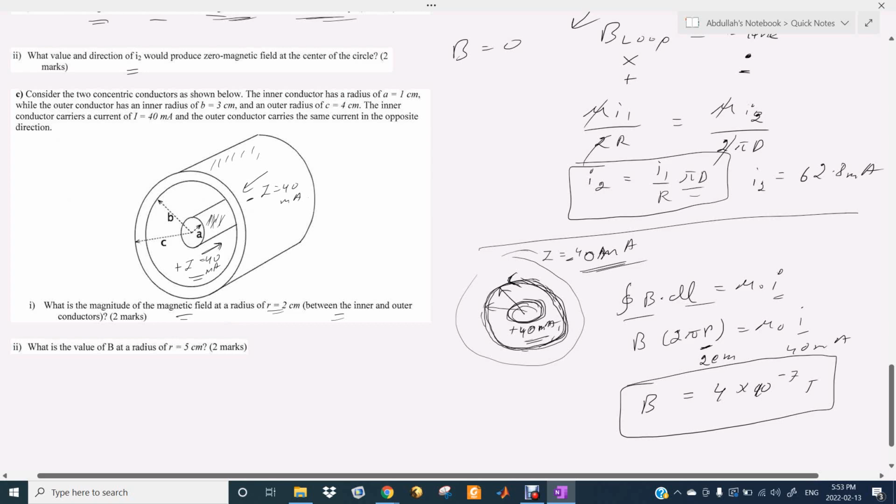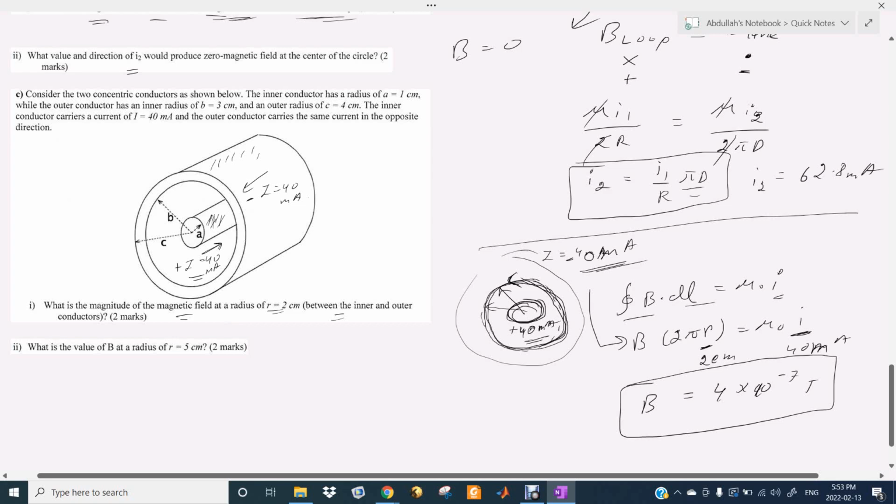So you have to use Ampere's law to get the equation, which is pretty straightforward. Plug in the values. The main thing to consider here is which currents do you take? Do you take all or do you take one? That's what they're trying to test here. So you just have to take the current enclosed by the line integral. So that's your first part done.